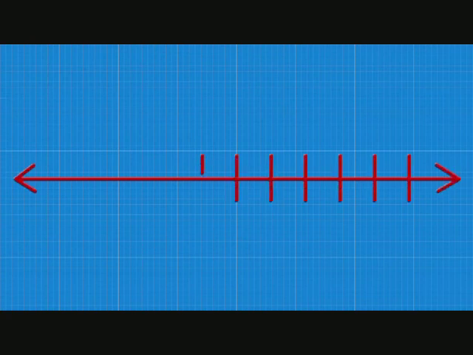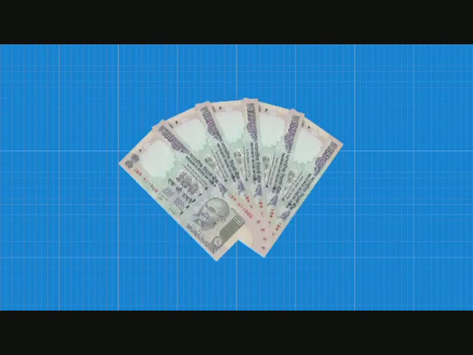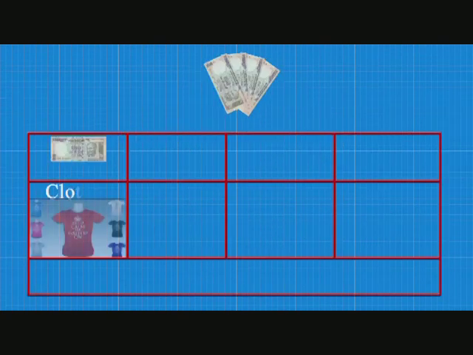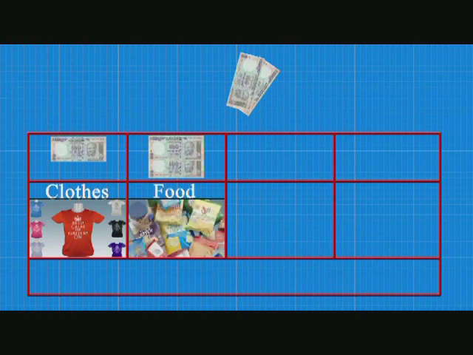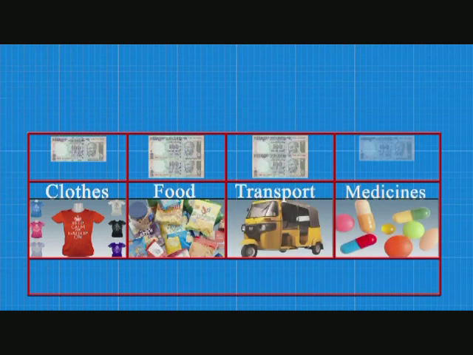Now, infinity is a concept that baffled many mathematicians. Another curious idea that shook many of their beliefs was the idea of negative numbers. Now, what are these? Very simply, it's a number less than 0. Let's look at it in terms of money. I have 500 rupees. I spend 100 on clothes, 200 on food, 200 on transport, and another 100 for medicines. Oops, I seem to have overspent, right?